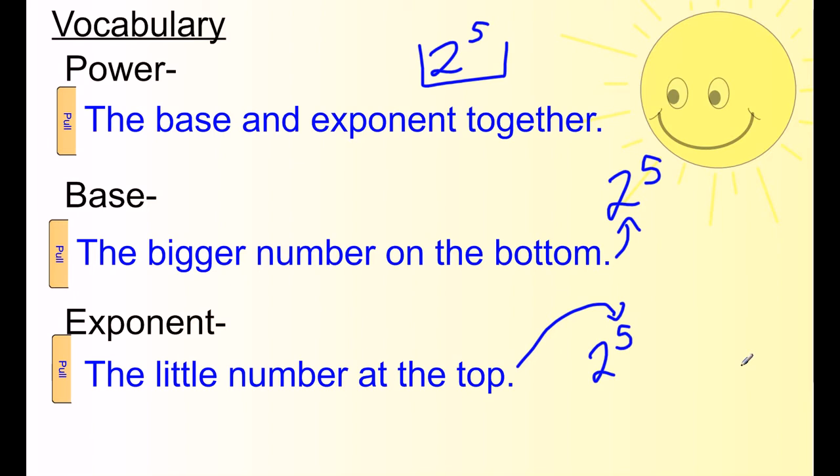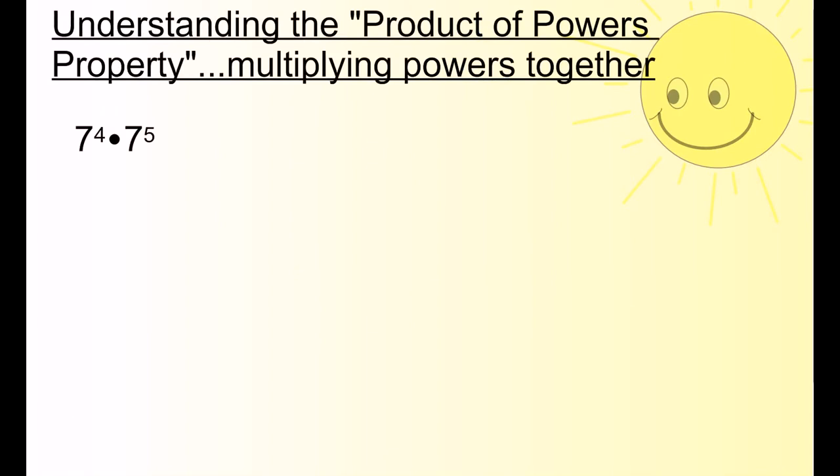So just kind of getting us into the lesson a little bit here, let's look at some different properties. We're going to start by looking at properties. We're not really doing many problems of applying them. We're just looking at what these properties mean. So the first property here is we're trying to understand the product of powers property. The product of powers property, what that means, like the name says, is we're multiplying powers together.